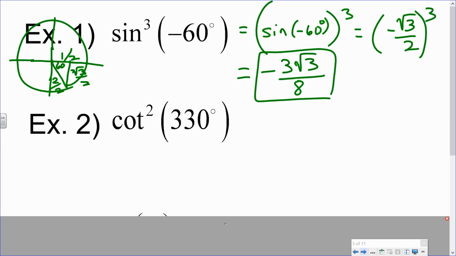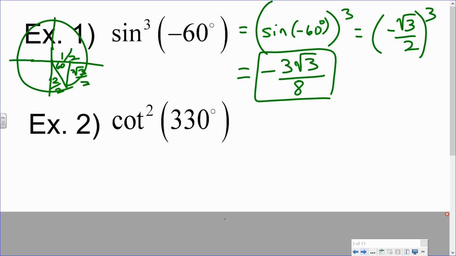All right, next one. One of my reciprocal trig functions. Cotangent is what? It could be cosine over sine. It could also be, what was the other one I heard? 1 over tangent. Where we use cosine over sine for now is going to be if we're on the axes. Is 330 degrees going to be on one of the axes? So we might as well use 1 over tangent.